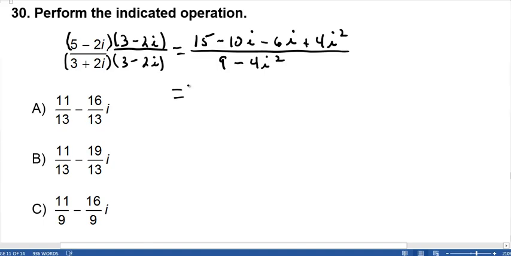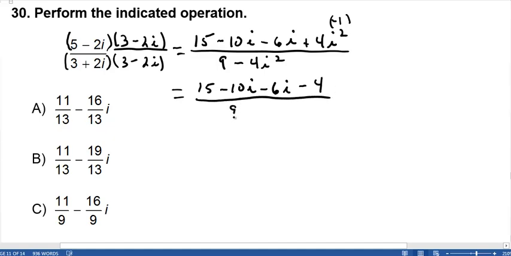So in our numerator, we have 15 minus 10i minus 6i. Now here we have an i squared, and i squared is a negative 1. So we have positive 4 times negative 1, which is negative 4, all over 9. And here we have negative 4 times i squared. And again, we know that i squared is a negative 1. So negative 4 times negative 1 is a positive 4.